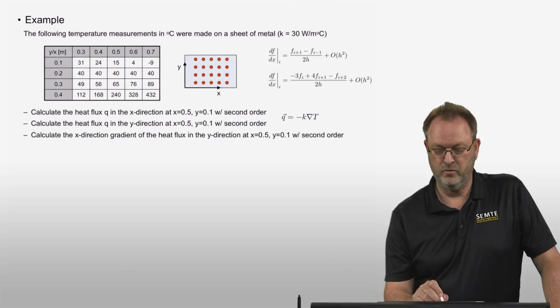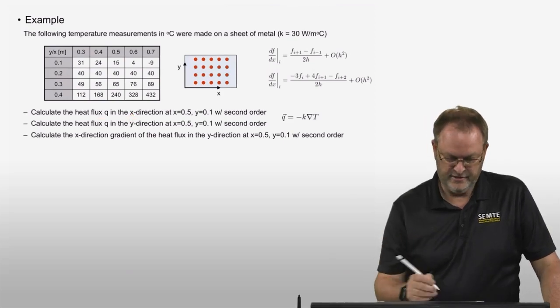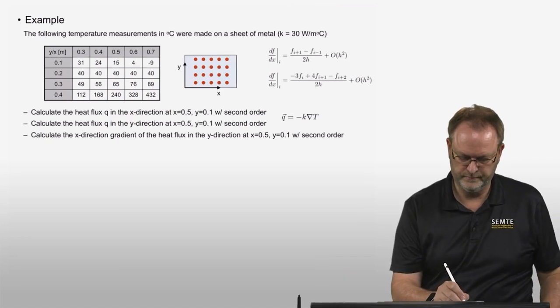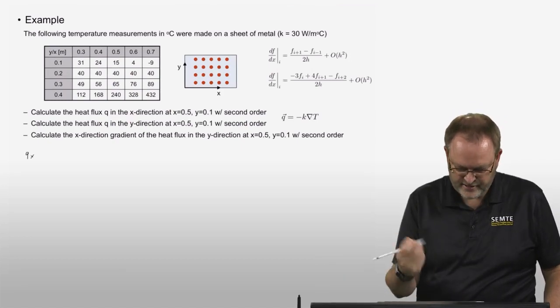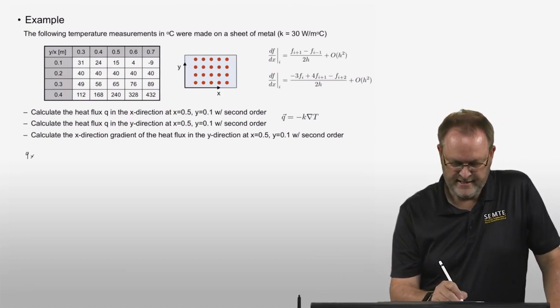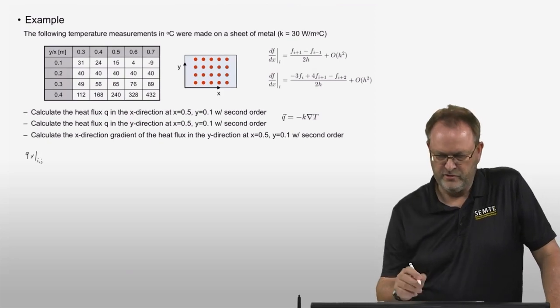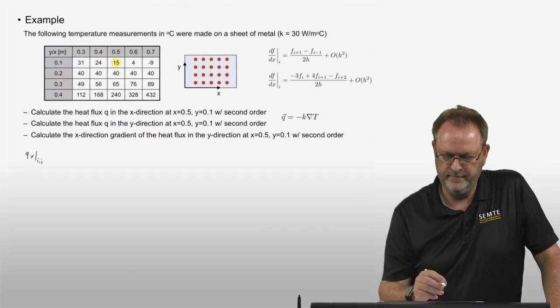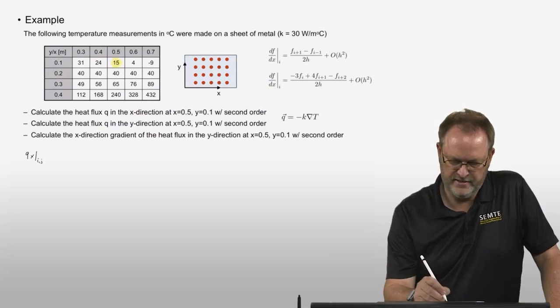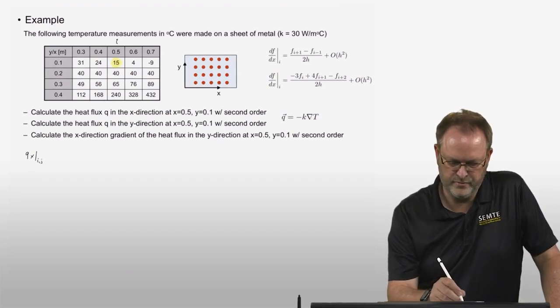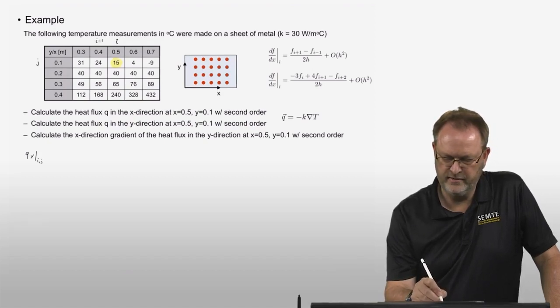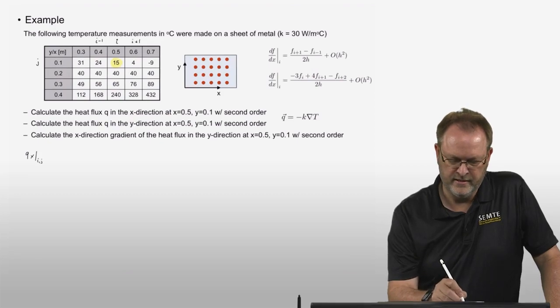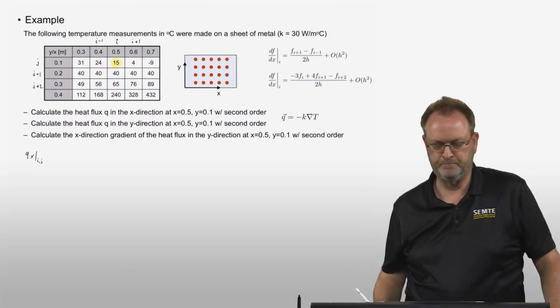Let's start with the first part. I need to calculate Q in the x direction at a location ij. So where was that location? Let me just mark it in here. It is right here. So then this here would be my i, this would be my j. So then this column here is i minus 1, this column is i plus 1, this row is j plus 1, j plus 2, and so on.